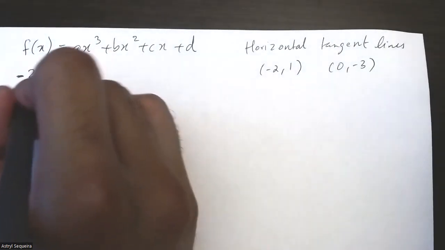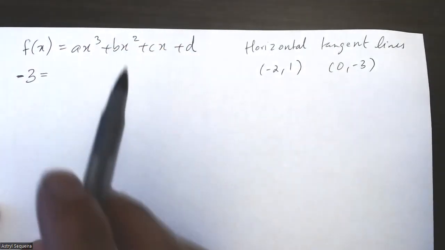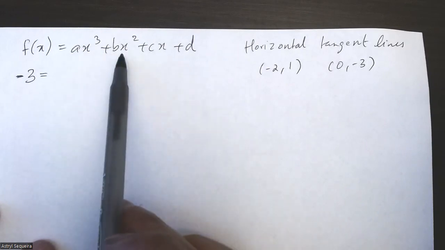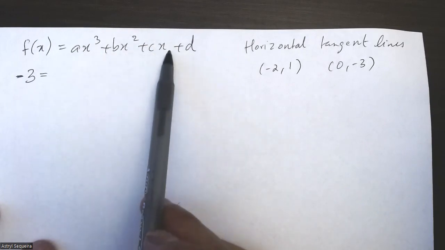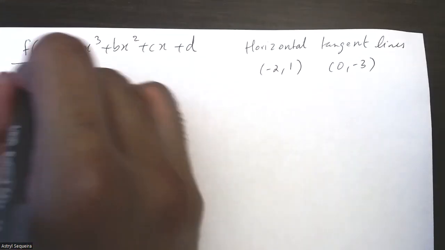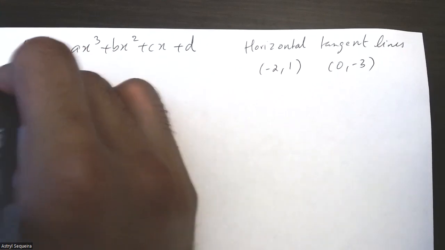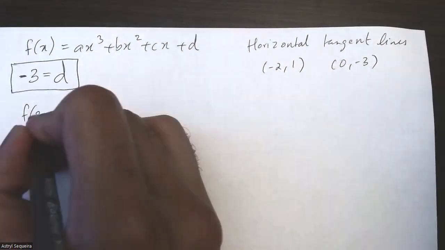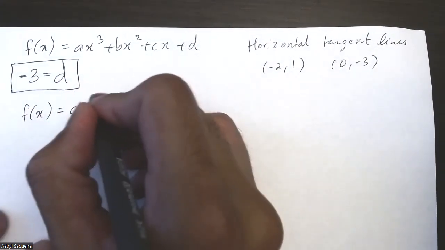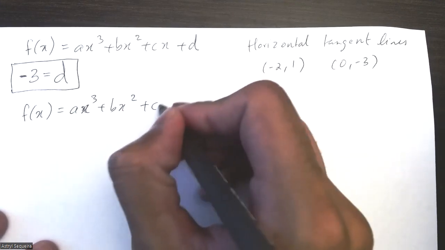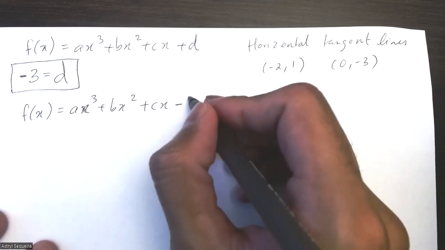So I'm going to replace the y with -3. And I'm going to replace x with 0. So a times 0 cubed is 0, b times 0 squared is 0, c times 0 is 0. We just have a d left. So we can straight away find the d value in this equation. I'm going to rewrite my equation as f of x equals ax cubed plus bx squared plus cx minus 3.